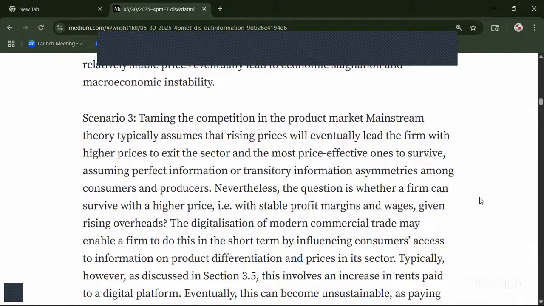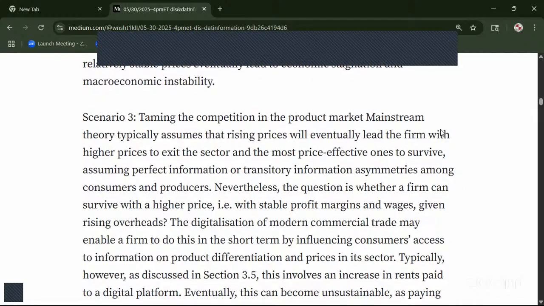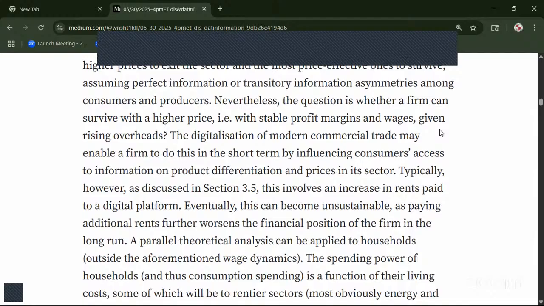Typically, however, as discussed in section 3.5, this involves an increase in rents paid to a digital platform. Now, eventually, this can become unsustainable as paying additional rents further worsens the financial position of the firm in the long run. A parallel theoretical analysis can be applied to households outside the aforementioned wage dynamics.